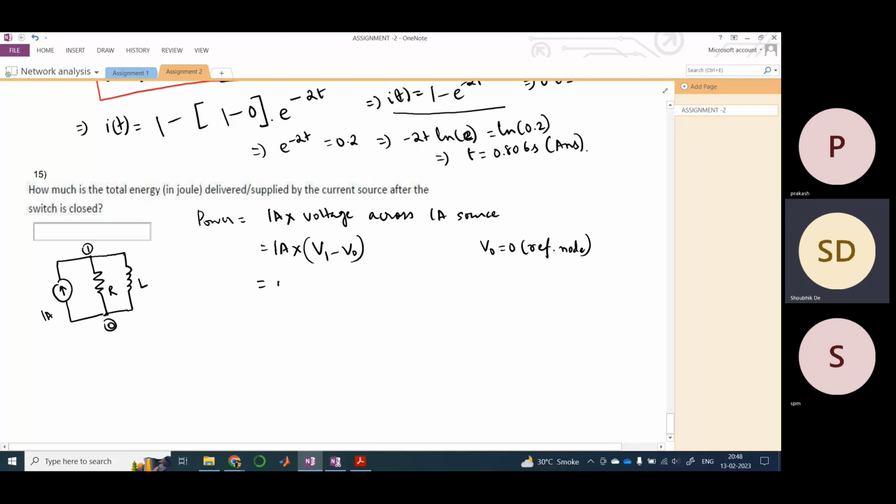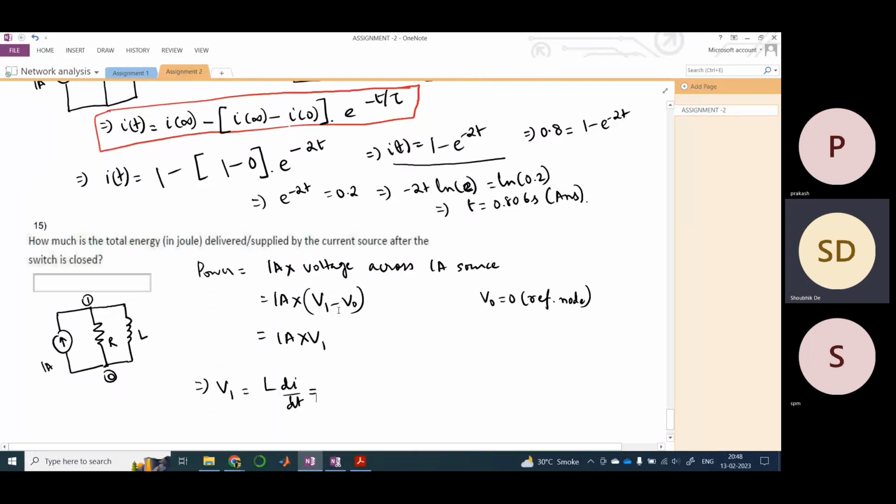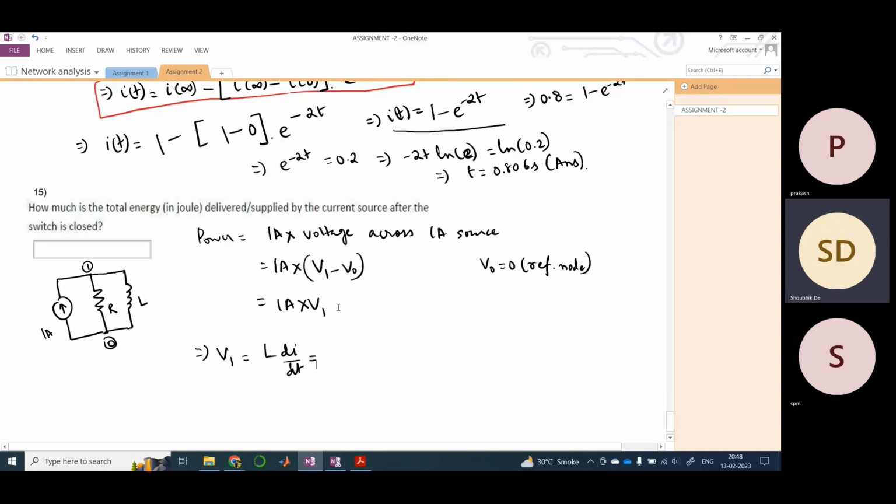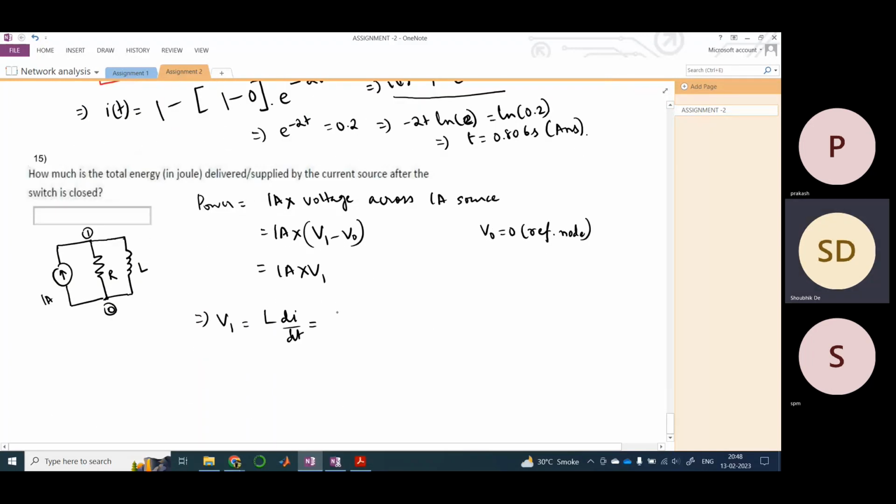So therefore 1 ampere into V1, right? So what is V1? V1 is nothing but the potential difference across this inductor, right? So V1 would be nothing but L di/dt. This is the expression only, right? This is the potential difference across the inductor. So L di/dt. What is L? L is 1 Henry, and what is di/dt? As we saw, this is e to the power minus 2t, right?